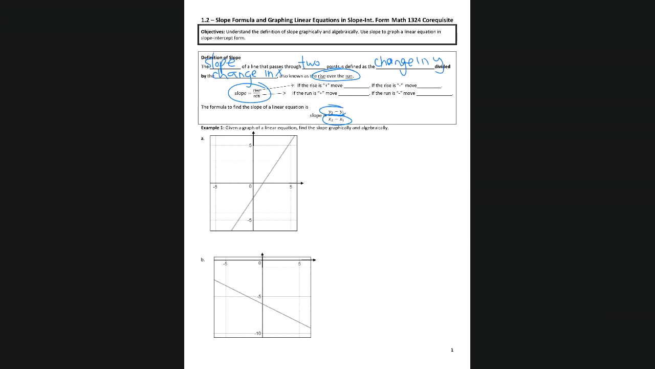So in this case, if the number that we obtain for the top, for the rise, is positive, then we will move up. And if it is negative, we will move down. Now, for the run, if the sign that we get on the bottom is positive, that means that we will move to the right. And if it is negative, we will move to the left.